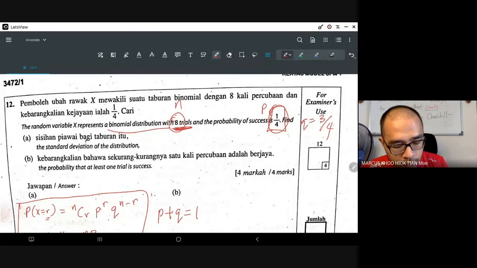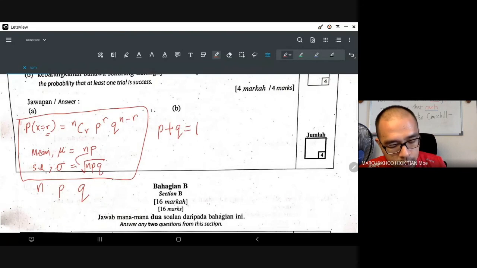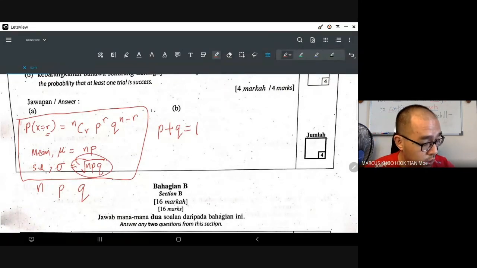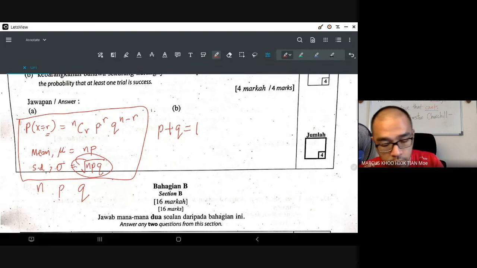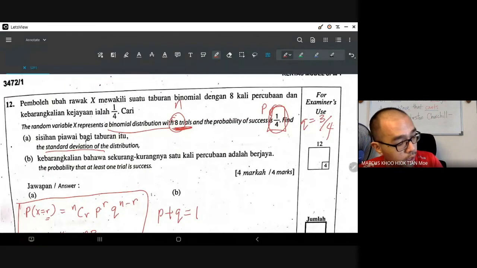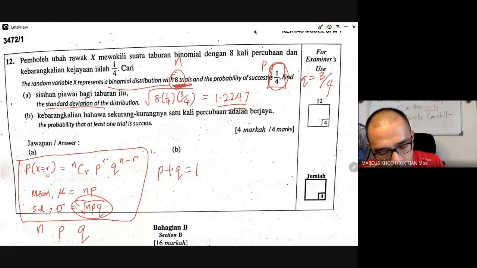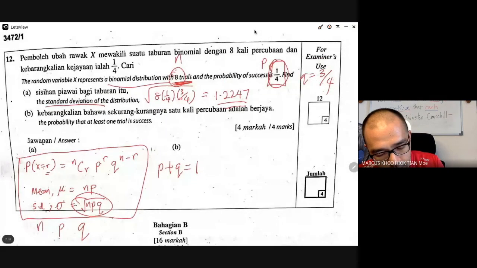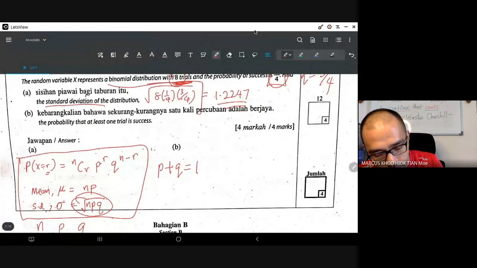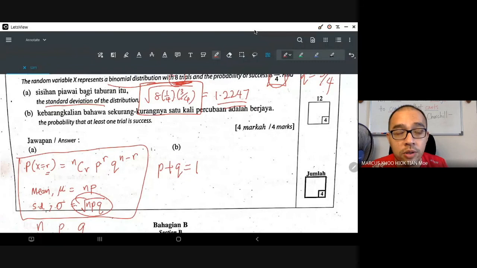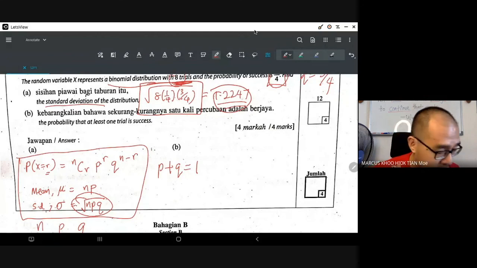Okay, how do we find the standard deviation? We use this. Okay, the square root of npq. So the square root of npq is the square root of 8 times 1/4 times 3/4. You will get the answer 1.2247. 1.225 is also fine. Now, so standard deviation, okay, standard deviation is this, right? Square root of 8 times 1/4 times 3/4, then you get the answer 1.2247 or 1.225 is also fine.